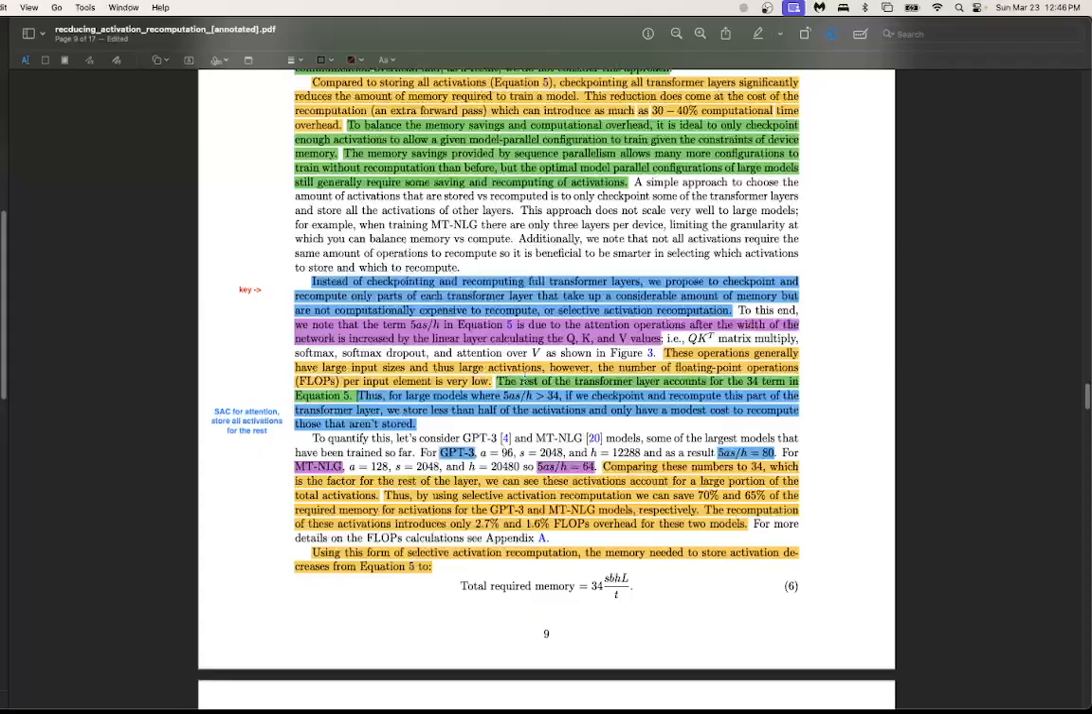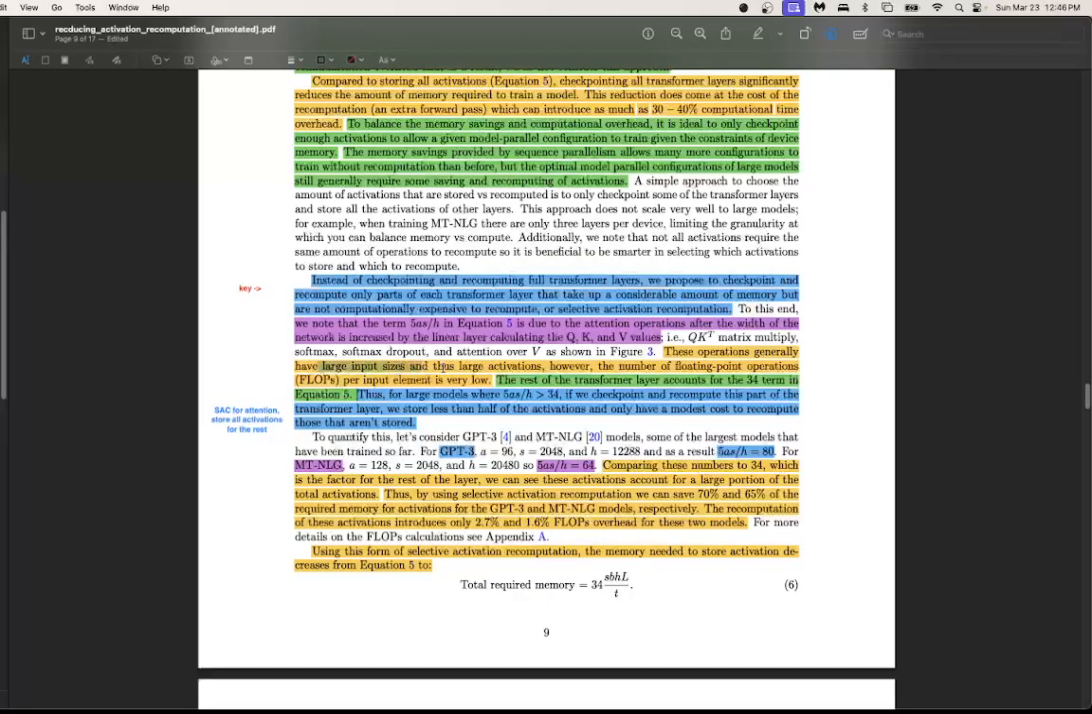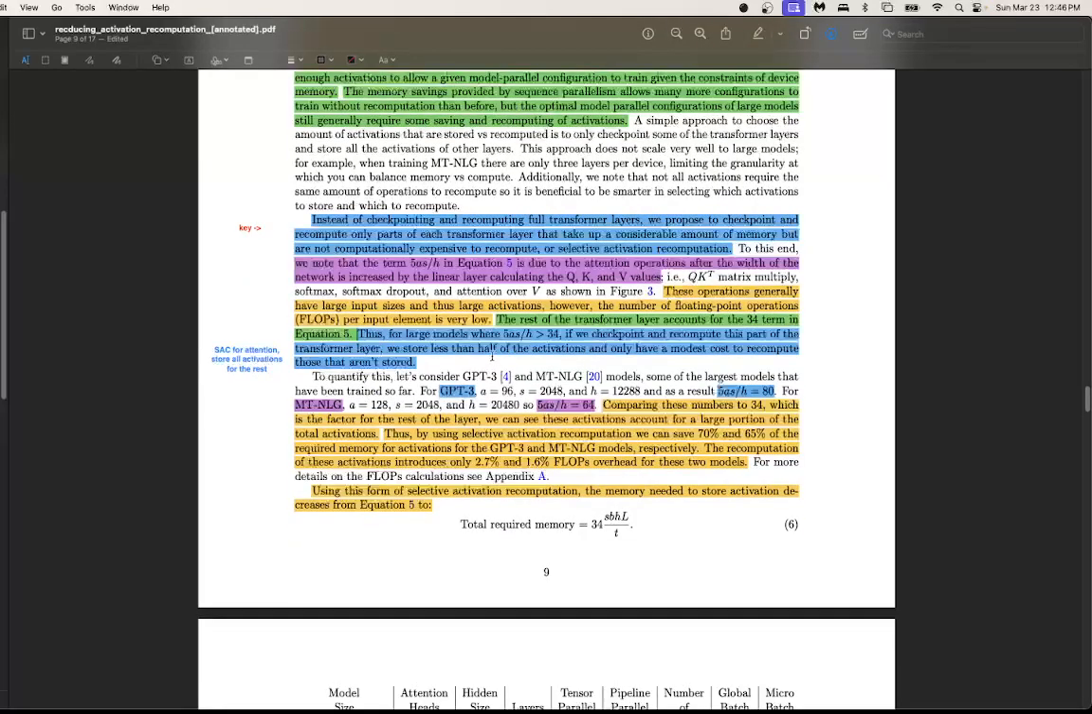They say for these attention operations like QK transpose, softmax, dropout, and attention over V, these operations have large input sizes and thus large activations, so lots of activation memory required, but the number of flops per input is very low, very low arithmetic intensity. So the rest of the transformer layer is just the 34, the fixed constant factor. You're multiplying by the BSH over T.